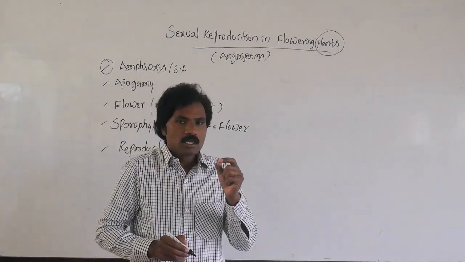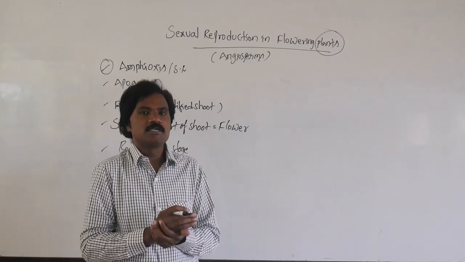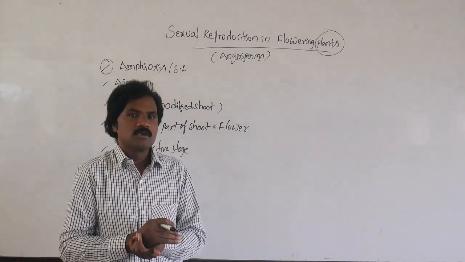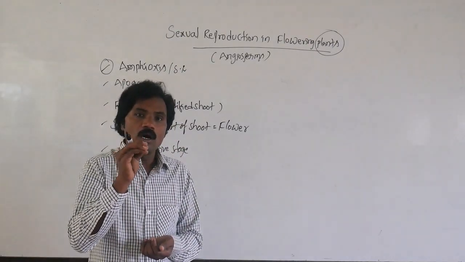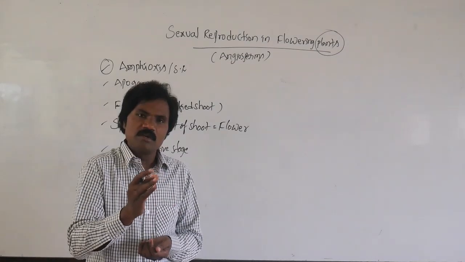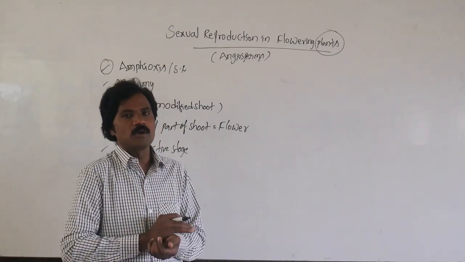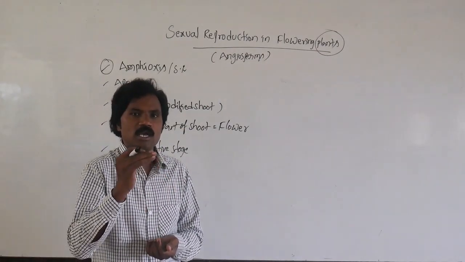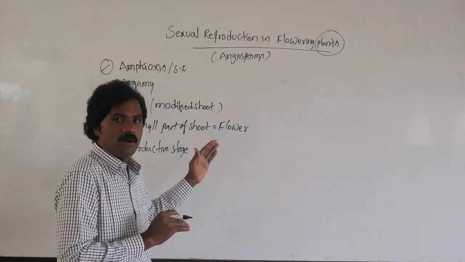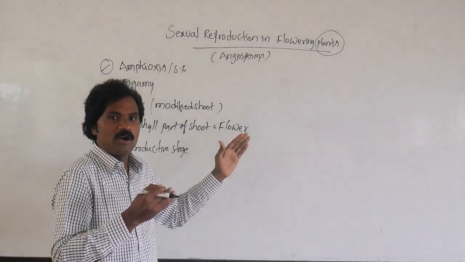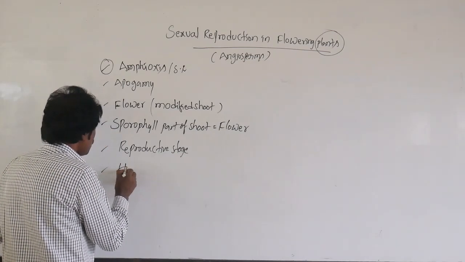What helps in the formation and production of the flower? Hormones. You already studied in first year auxins, gibberellins and cytokinins. These are plant growth promoting hormones. These specific hormones help promote the formation of the flower. That means with the help of hormones, the shoot apex is transformed.